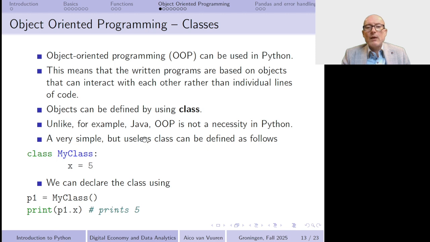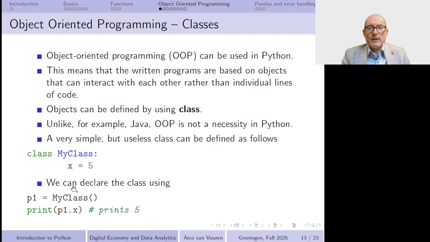In order to introduce the idea behind classes, let's look at a very simple but somewhat useless class that can be defined as follows. First of all, we write class. In this case, I'm going to define my class as MyClass. Then we have our colon to start a block, and then we indent and say x equal to 5. So this is a very simple class that has one particular element, this x, and that element always takes the value 5, and we cannot change it ourselves in our declaration.